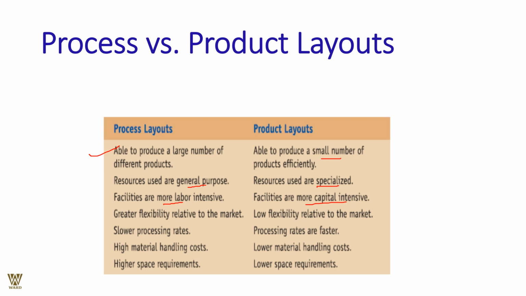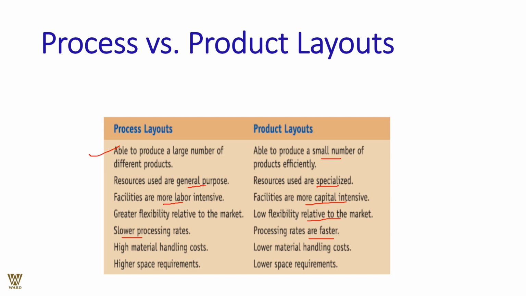Orientation. Low flexibility when related to the market. That is what we are looking into. Process layout rates are slower, and processing rates are much faster in product layout. Process layout has high material handling cost, and product layout has low material handling cost in comparison.